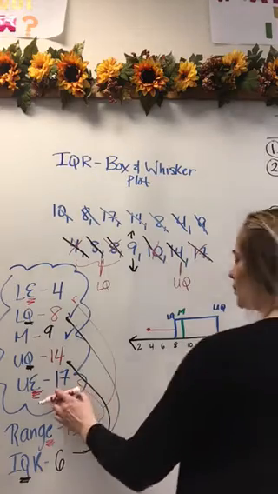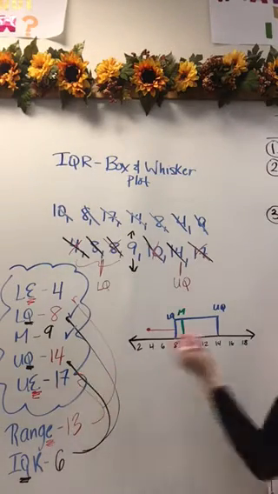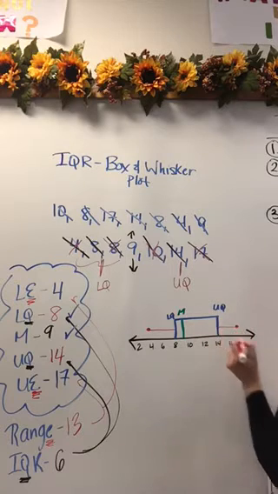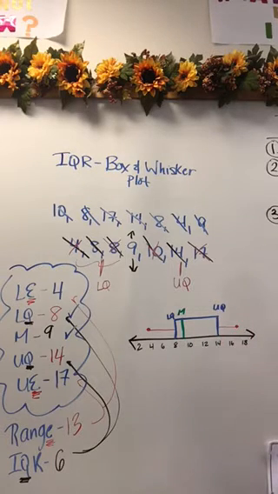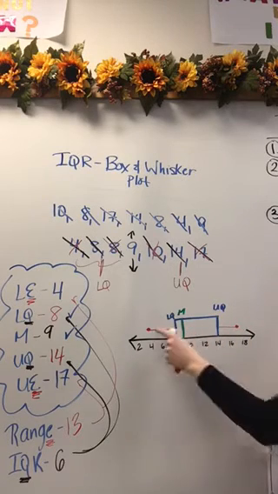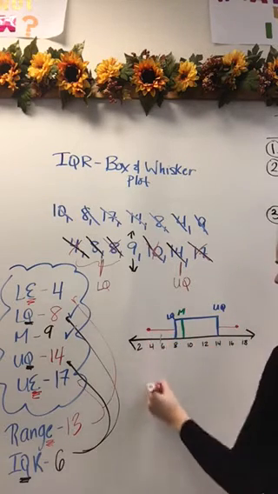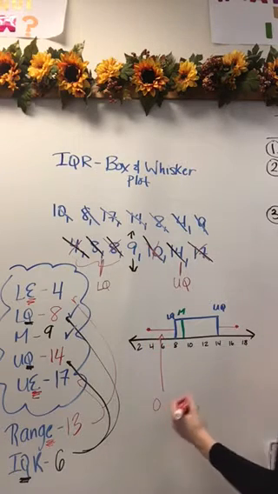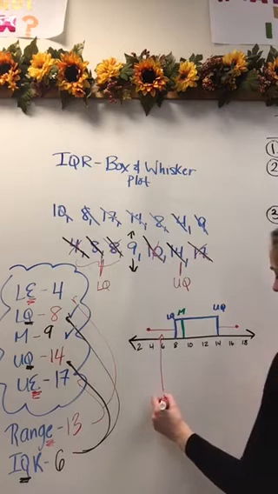Then we'll be looking at the upper extreme. The upper extreme, one of the puppies was 17 pounds, so I'll find that on my number line and then connect that. So this would be an appropriate box and whisker chart. You have your box and your whiskers. These whiskers here, just an important vocabulary word for you to know. It's called an outlier.